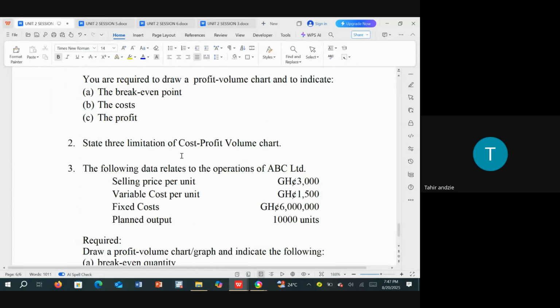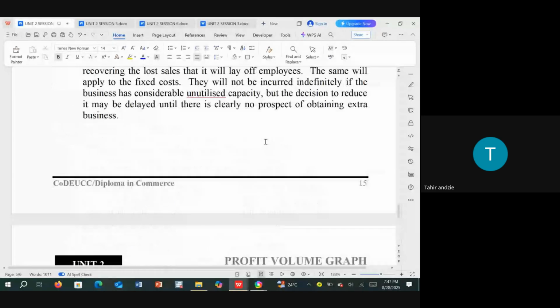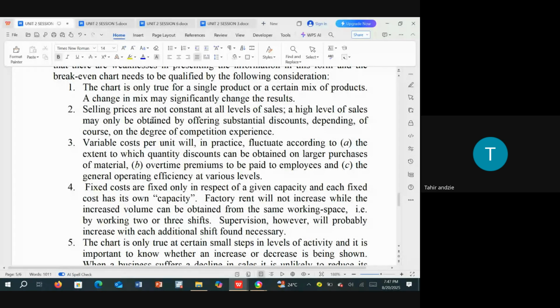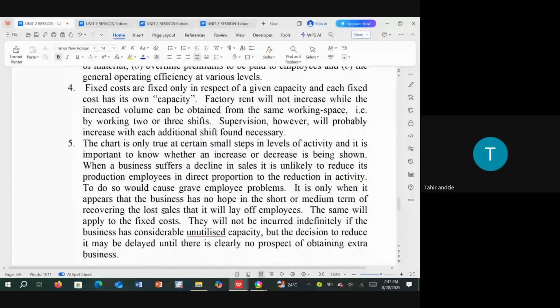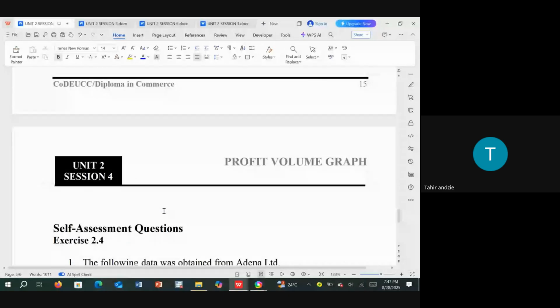The next question here is: state 3 limitations of cost volume profit analysis. So just the assumptions that we'll talk about, they are the ones that become the limitations. If you look at this one, we have seen that the single product and constant mix cannot be held. Selling price being constant cannot be held. Variable cost per unit remaining constant cannot be held. Then fixed costs cannot always be fixed; they can change, as well as the fact that the chart may not depict the real situation. So those are the answers you have to give.